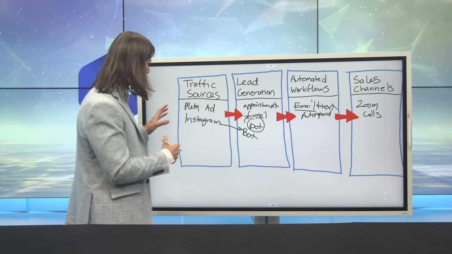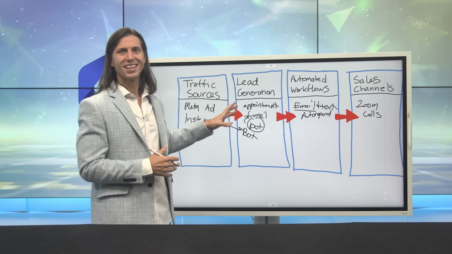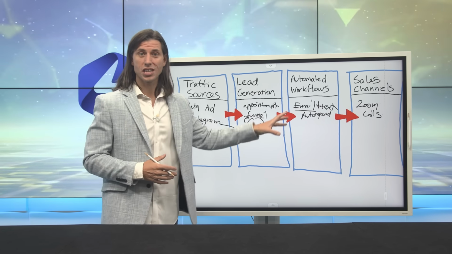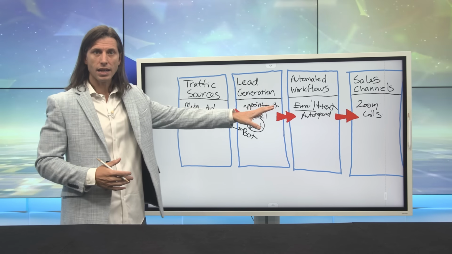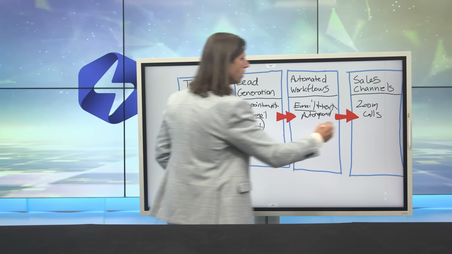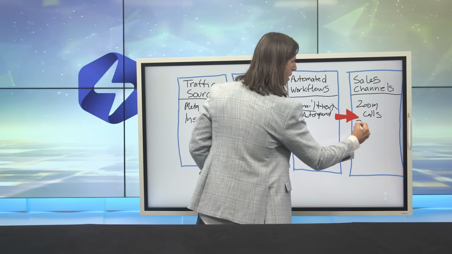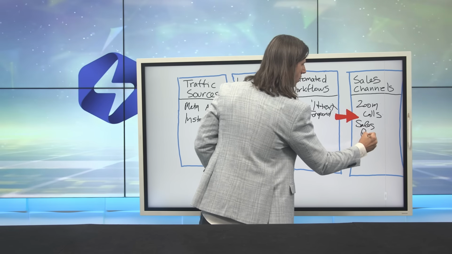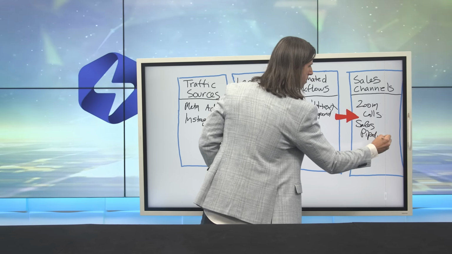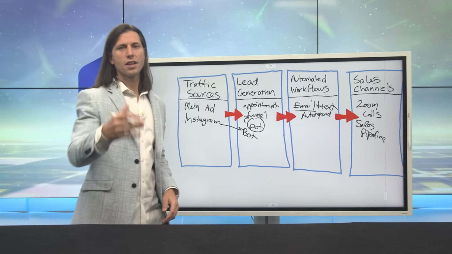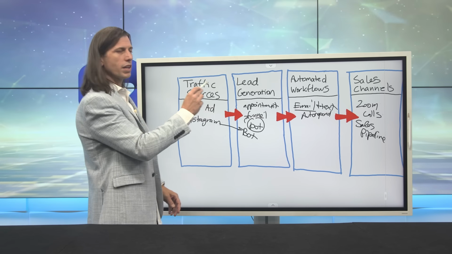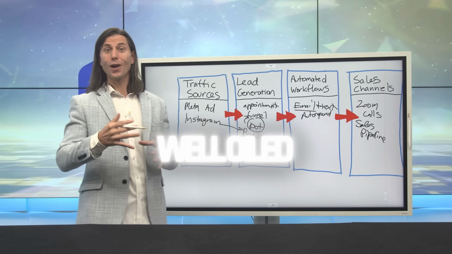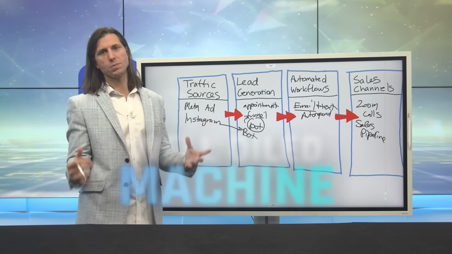You've got the traffic that's turning into the leads, the automated systems, the sales channels, all this stuff is dialed in, right? So in this example, over here where you've got Zoom calls, this would go into what's called a sales pipeline. Right? And this is a feature in Automator AI. A lot of other systems have it. Not all of them do. But when you get all of these things working together, we call this a well-oiled machine. It's such a beautiful thing.